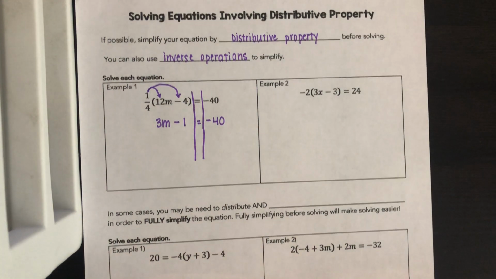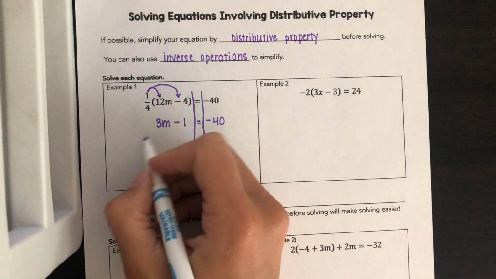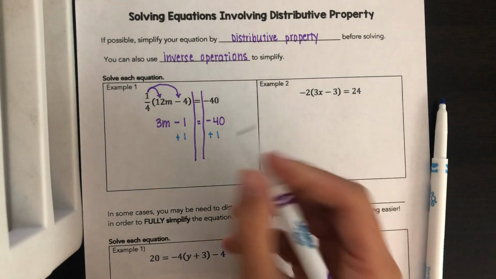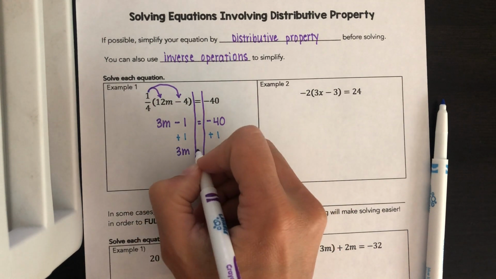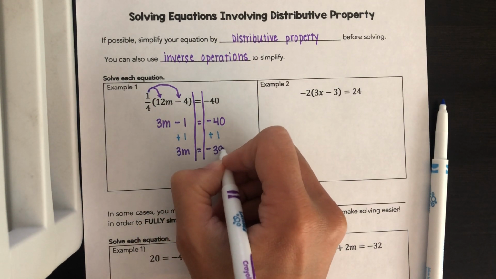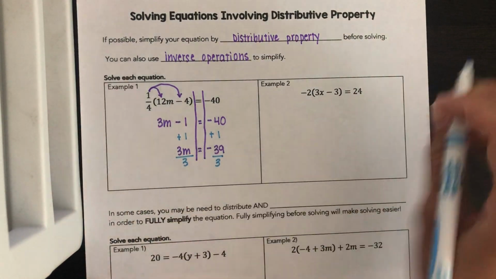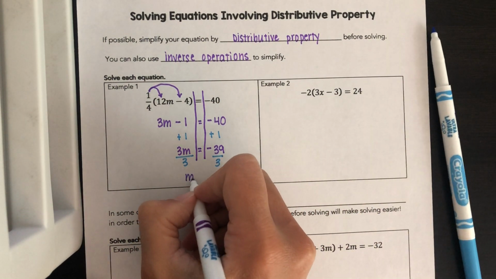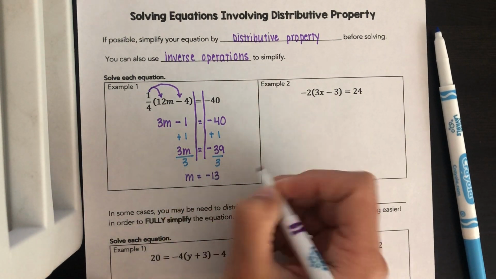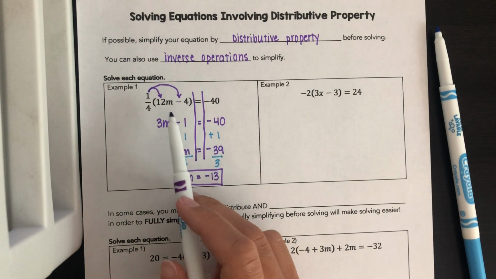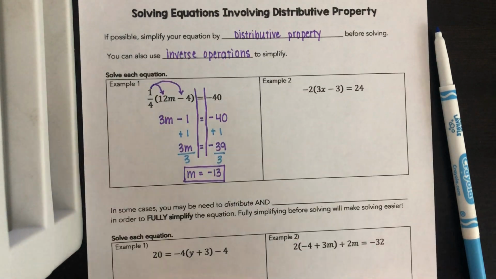Now that I've simplified my equation, this looks like an equation we know how to solve. So we're going to use our inverse operations to actually solve. To undo subtracting 1, I'm going to add 1 to both sides of my equation. My new equation is 3m is equal to negative 39. I'll undo multiplying by 3 by dividing both sides by 3, and I'm left with m is equal to negative 13. When you go back to check, you can simply substitute this into your original equation or your simplified equation.